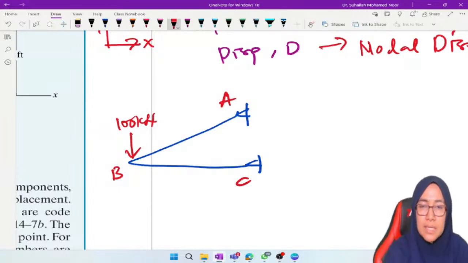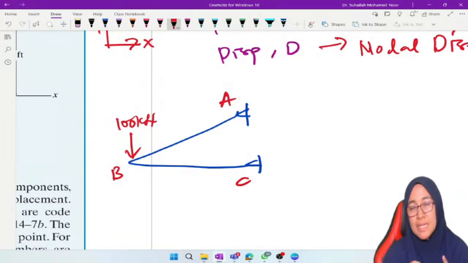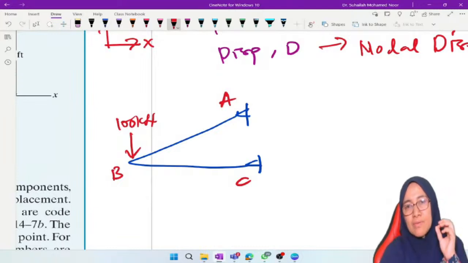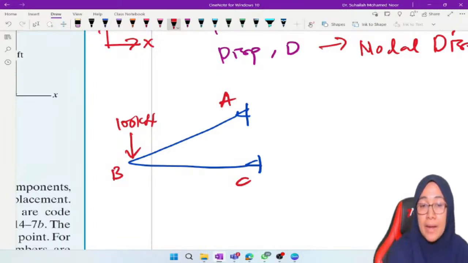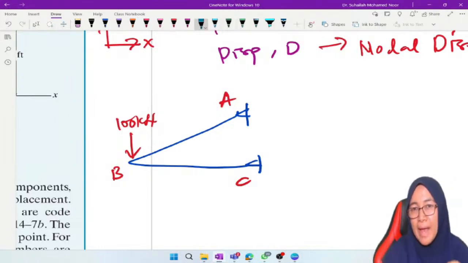So this truss conventionally we draw like this. We put the joint names A, B, C. We have two members, member AB and member BC, and the truss is subjected to a point load at B, for example. The next step is to draw the free body diagram, putting the reaction at the support.